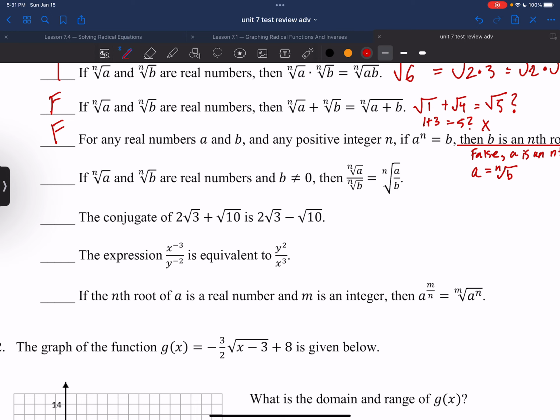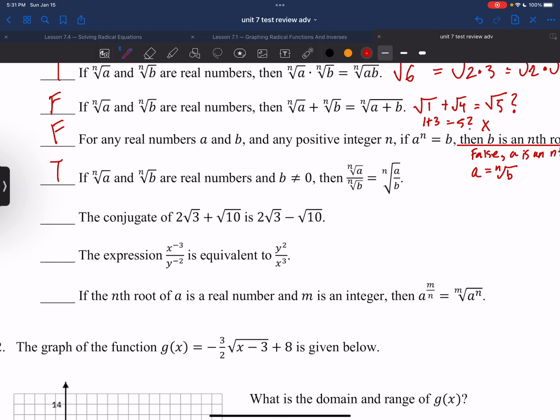Now, if the nth root of a and the nth root of b are real numbers and b is not 0, then the nth root of a over the nth root of b is equal to the nth root of a over b. True. This is one of our facts. It's just one of our properties. It's the same reason multiplication is true.